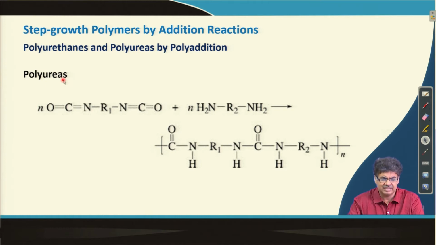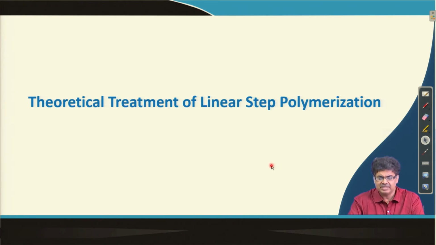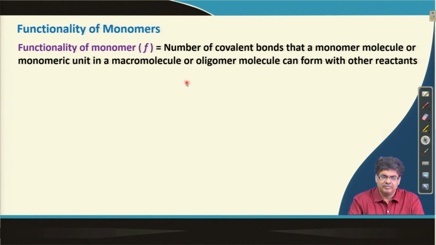Polyureas can be synthesized by reacting these diisocyanates with diamines, forming urea linkage in the backbone. Now, let us move on to the theoretical treatment of linear step polymerization. Before that, we need to define what is the functionality of monomers, which is typically expressed as F.